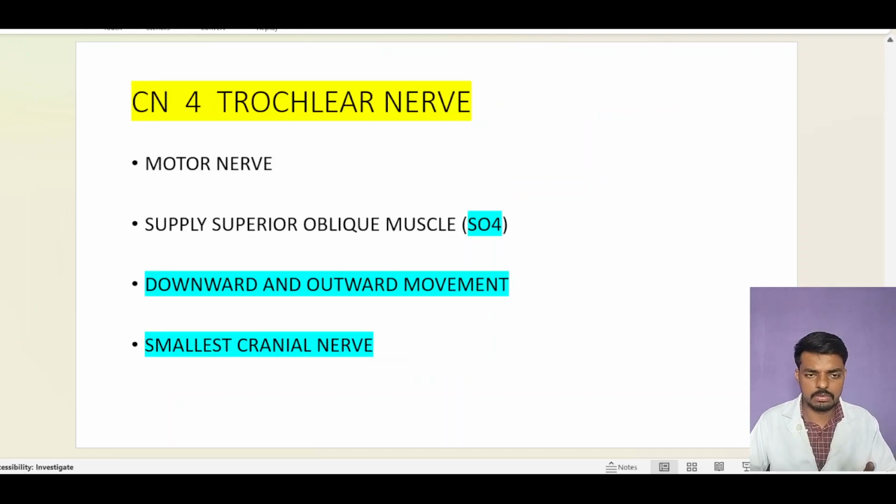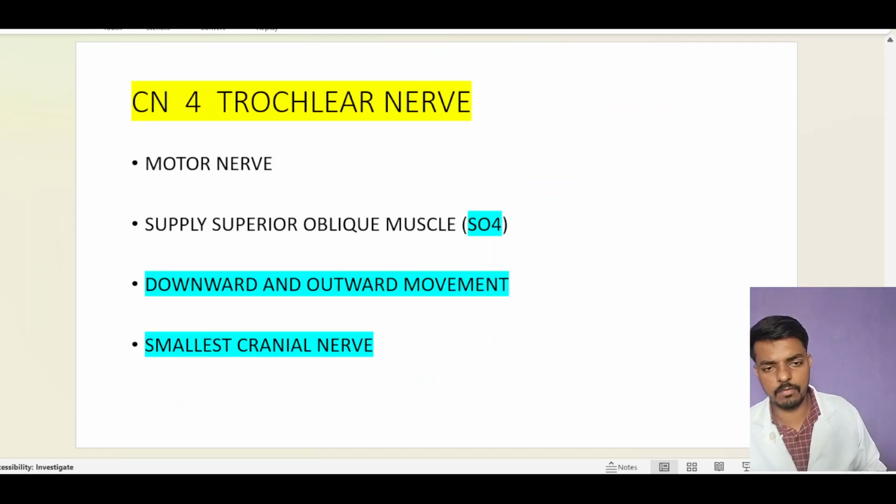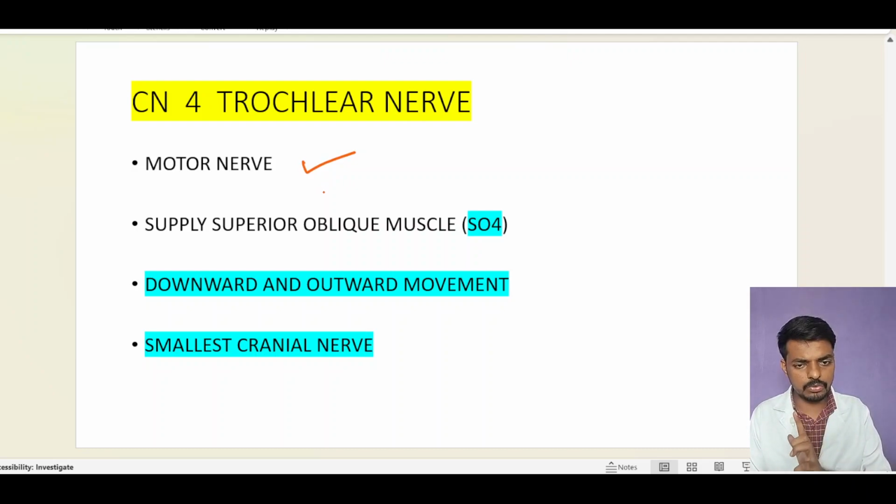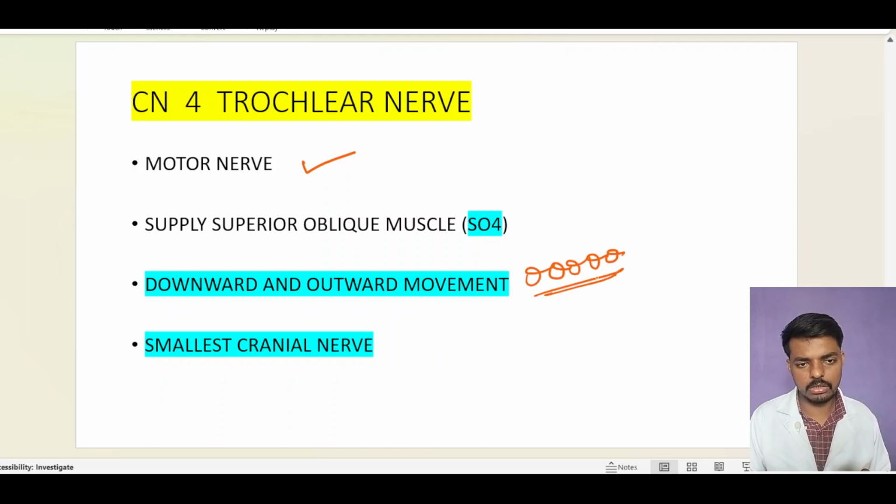Okay. Next, cranial nerve number 4, that is the trochlear nerve. Trochlear nerve, as I have told previously, is a purely motor nerve, which is responsible for eyeball movement. Which eyeball movement? Downward, outward. Very important. I have mentioned it here as a 5-star question for your NORCET examination. The trochlear nerve is responsible for the downward, outward movement of our eye, and supplies which muscle? The superior oblique muscle. You can remember with the trick SO4.